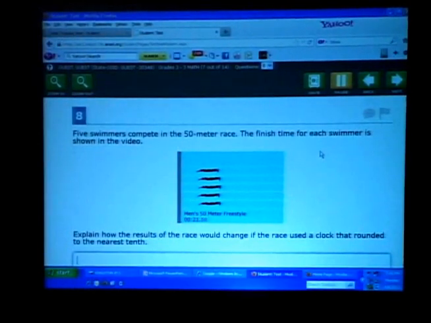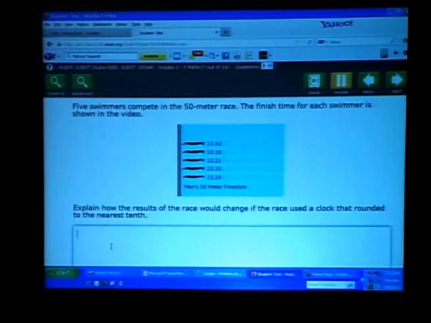5 swimmers compete in the 50-meter race. The finish time for each swimmer is shown in the video. Explain how the results of the race would change if the race used a clock that rounded to the nearest tenth.